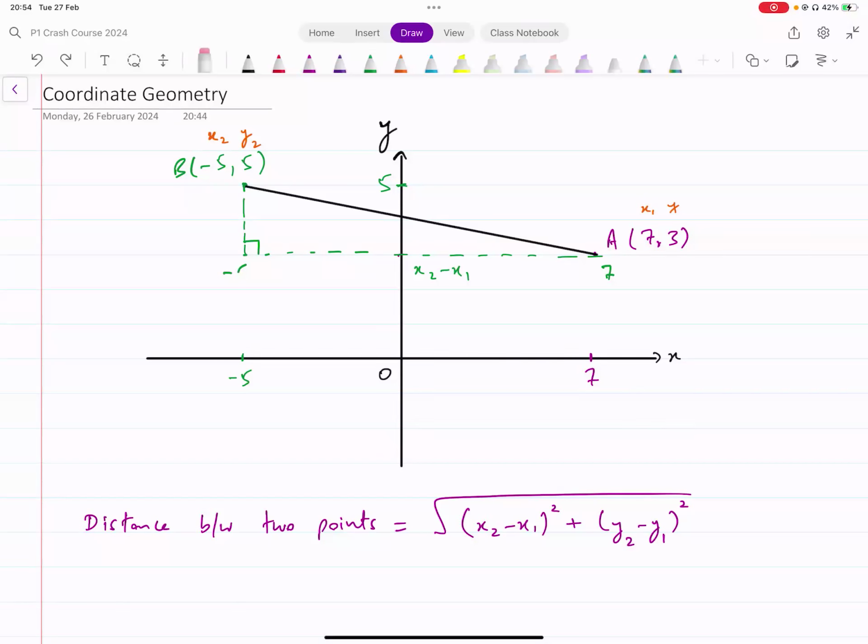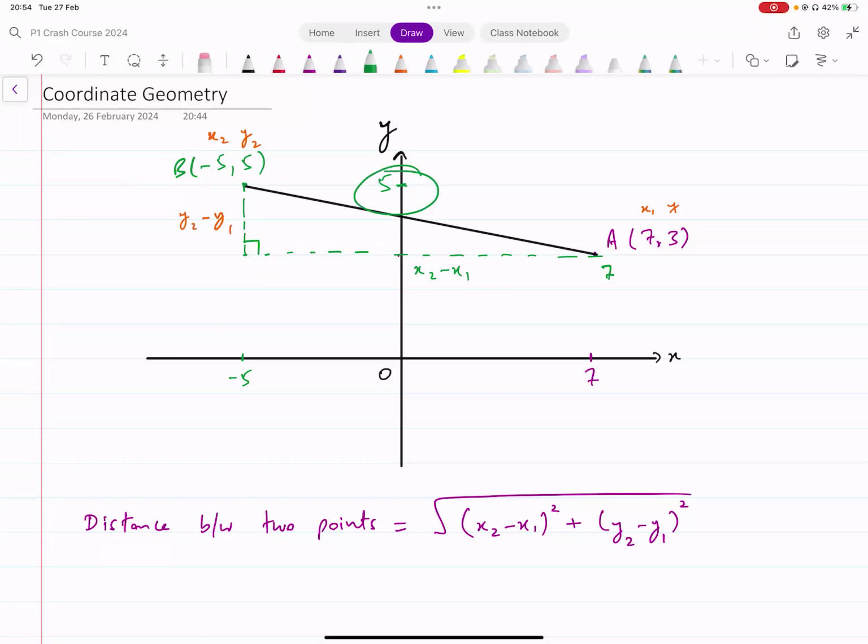And then what about the other side? What about the height? This is 5, this is 3. What's the difference? The difference is 2. So in the formula, what we do is we take the difference of y2 and y1. So one side of this triangle is x2 minus x1. The other side is y2 minus y1.